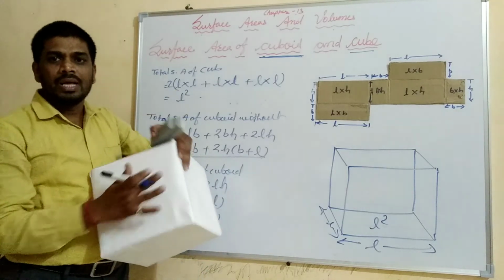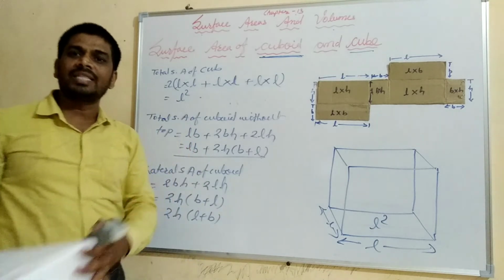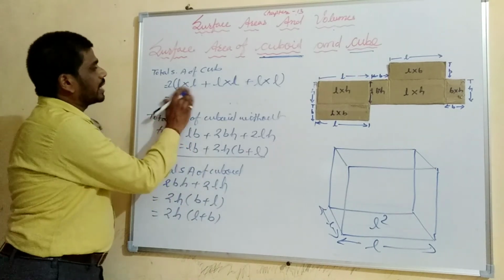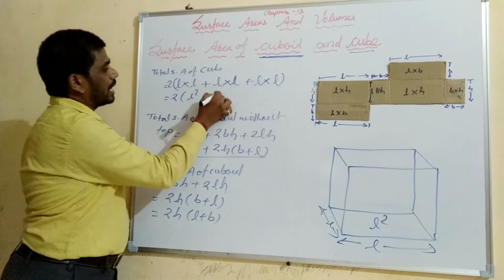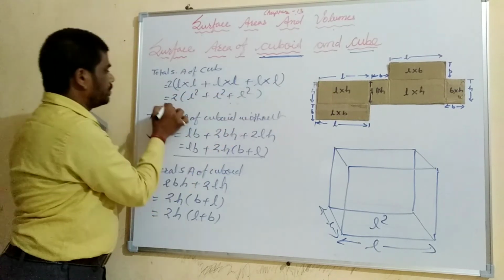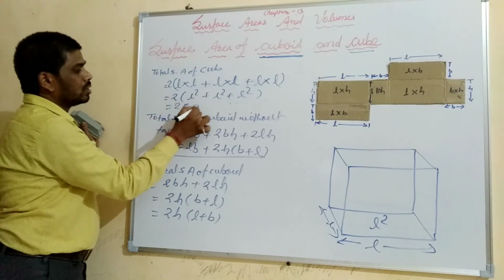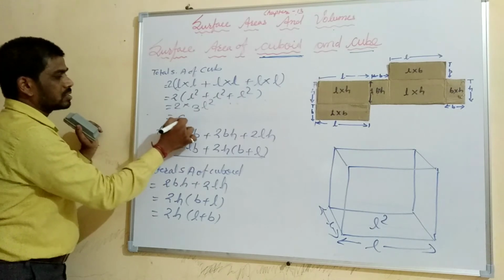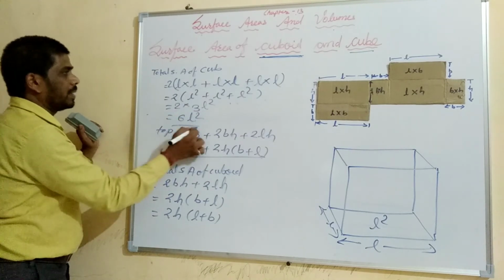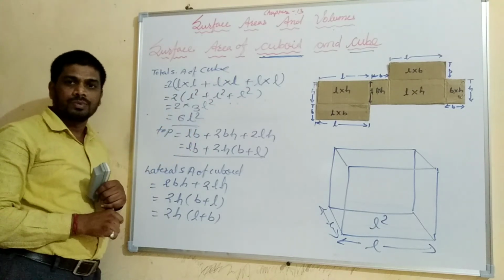This is L square, this is L square, this is L square. There are 6 faces, so 6 L square. So what will we get as the area? Twice L square plus L square plus L square, which means 3 L square, 2 into 3 L square, which means we get 6 times L square. This will be the total surface area of a cube.